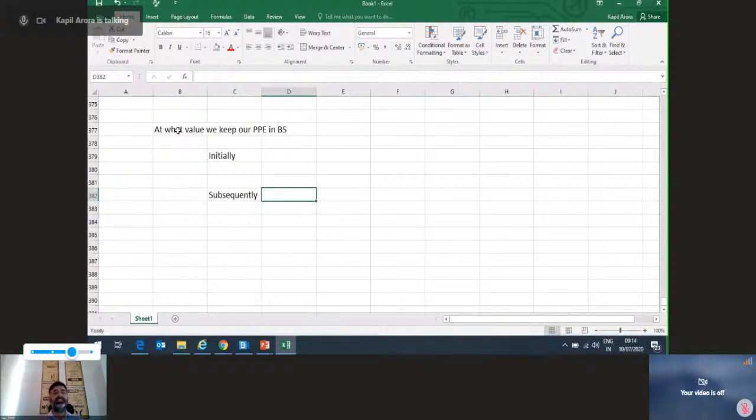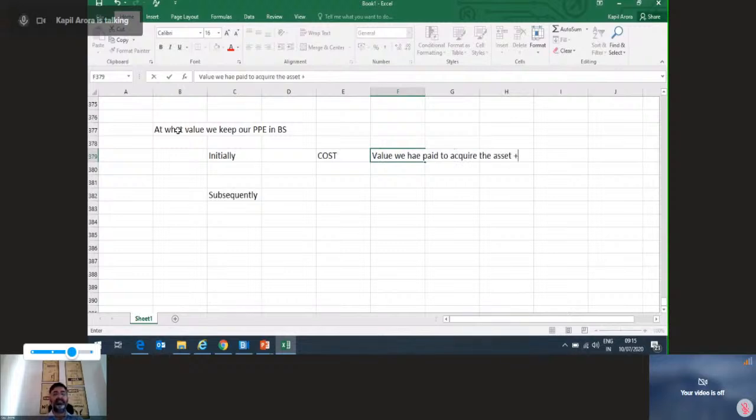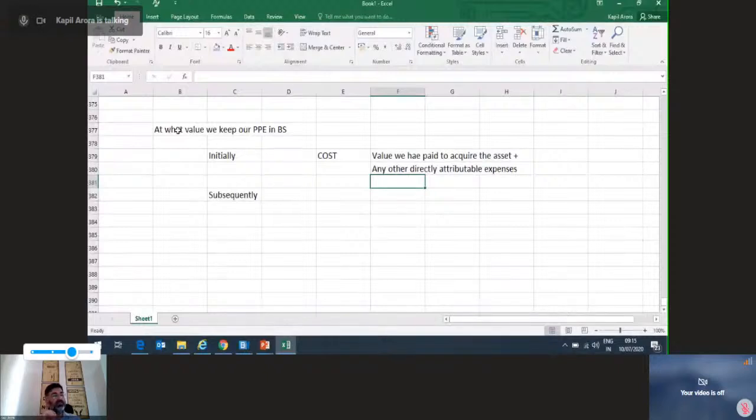So initially we just show the asset at cost. Cost means the value we have paid to acquire the asset plus any other directly attributable expenses. Means value we have paid plus any amount which is required to buy the asset.